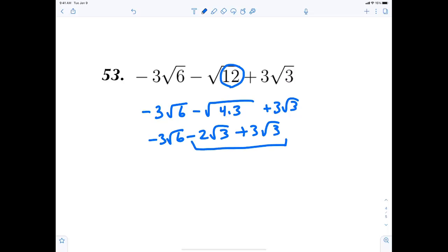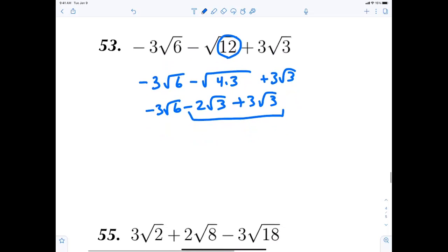Radical 3s. Yes, radical 3. So can I do anything with the 6? No. And then that would be radical 3 plus radical 3. Is everybody okay with that?